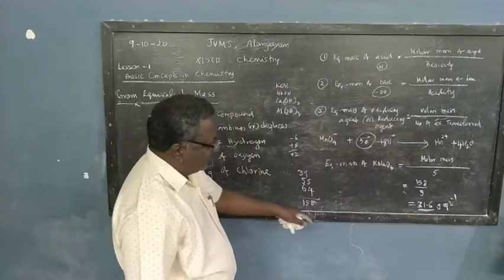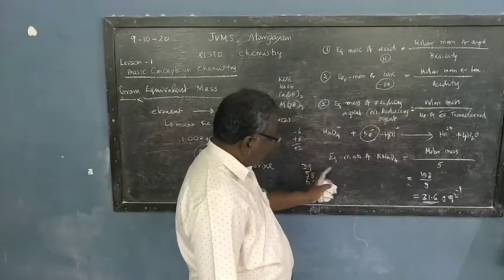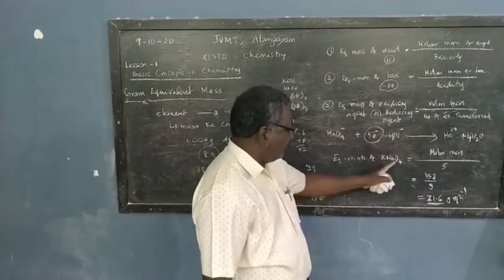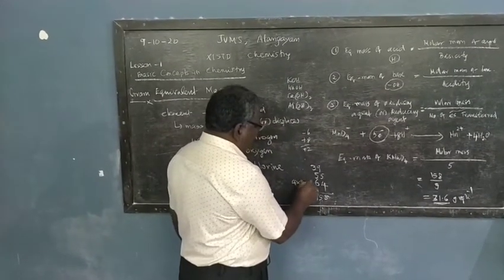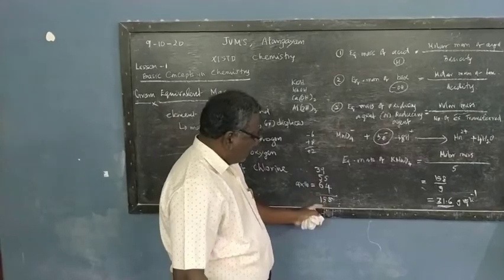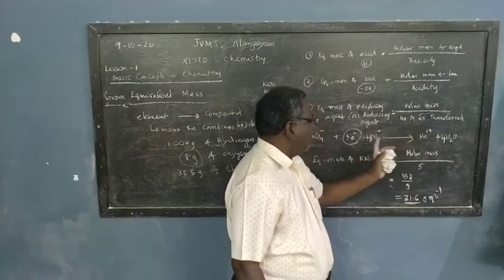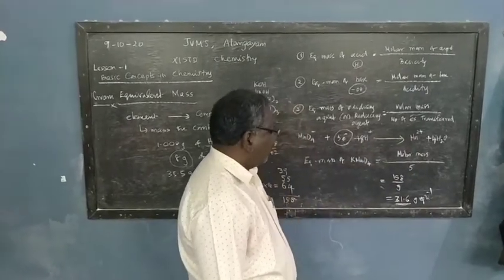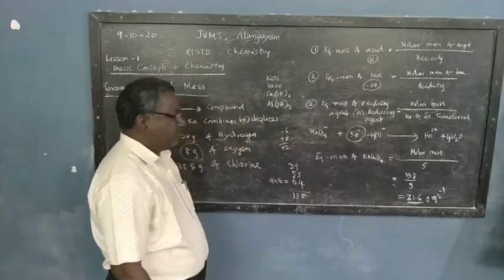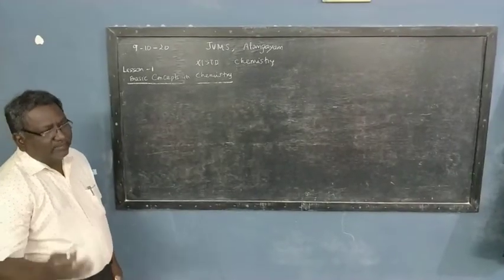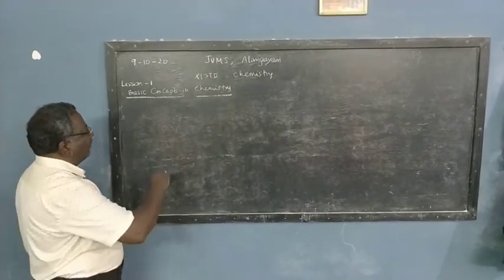So, to find the molecular mass, what should we do? We add the atomic mass of each element. For potassium 39, manganese 55, then oxygen 4 into 16, because there are 4 oxygens, right? And adding all this, it comes to 158. 158 must be divided by 5 because 5 electrons are being transferred, right? So that's how we get the equivalent mass of potassium permanganate. So we have learned atomic mass, molecular mass, equivalent mass. Now we are passing on to the formulas.